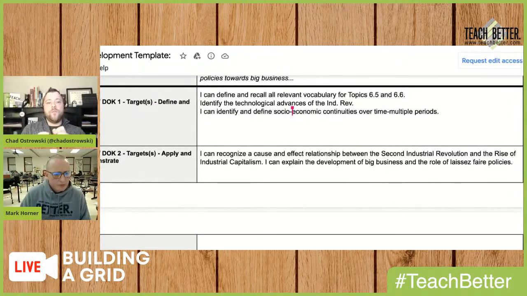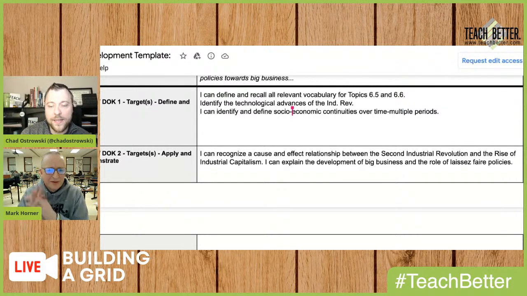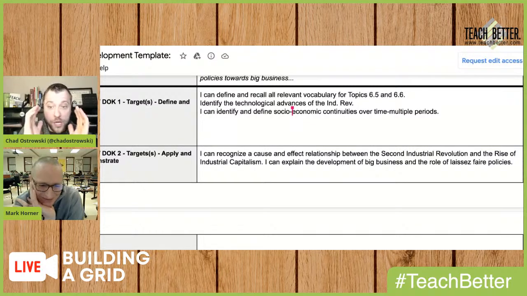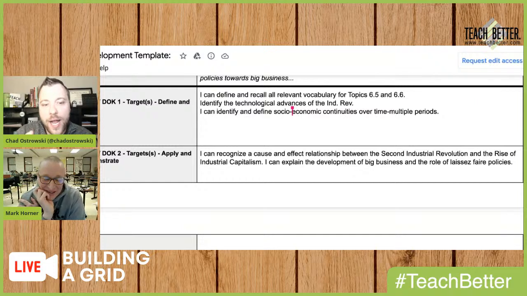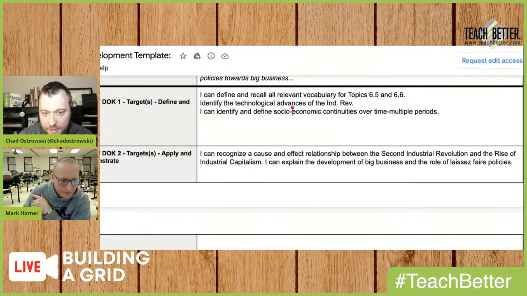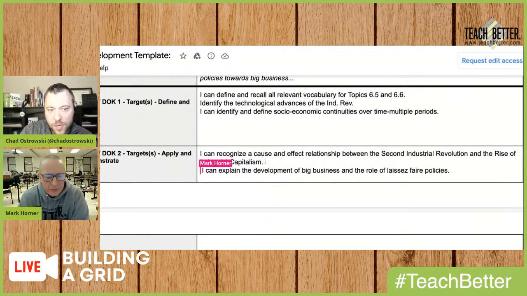So next, I can recognize a cause and effect relationship between the second industrial revolution and the rise of industrial capitalism. I can explain the development of big business and the role of... say that for me. Laissez-faire. Laissez-faire. Wow. I knew what it was supposed to sound like, but my brain wouldn't make my mouth say the words. Okay, so I would actually make that 2 separate targets. I would just kind of press enter at the 1. I think that can be 2.